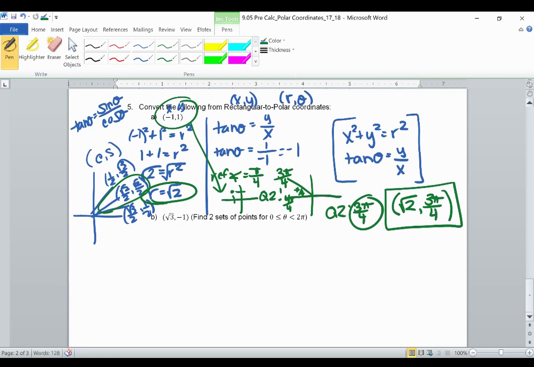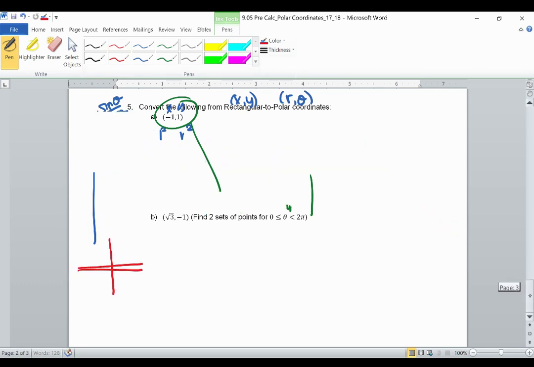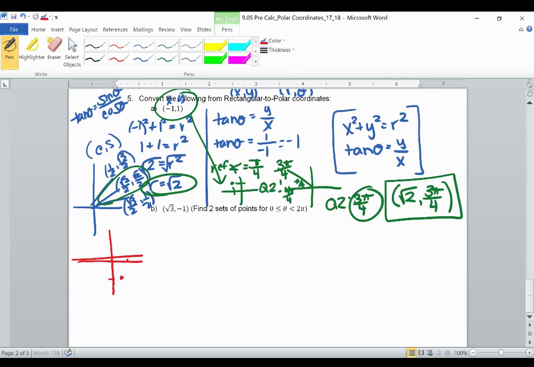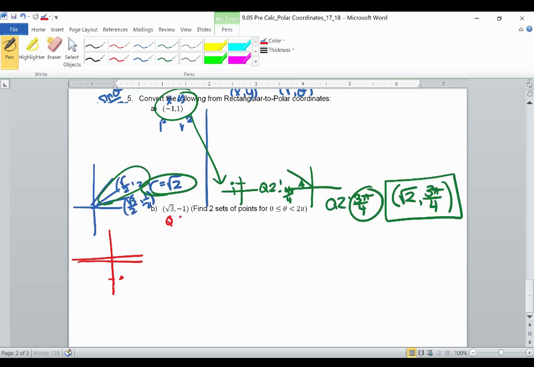All right. And the next one says find 2 sets of points for this one. So first, let's find the one, and then let's find a second. So it's kind of combining the 2 things that we've done here: conversions, and also finding multiple representations. First thing you might want to do is think about what quadrant that's going to be in. If you were to graph rad 3, that's going to go to the right, so it'd be positive, and then down 1. So we're going to be in quadrant 4.